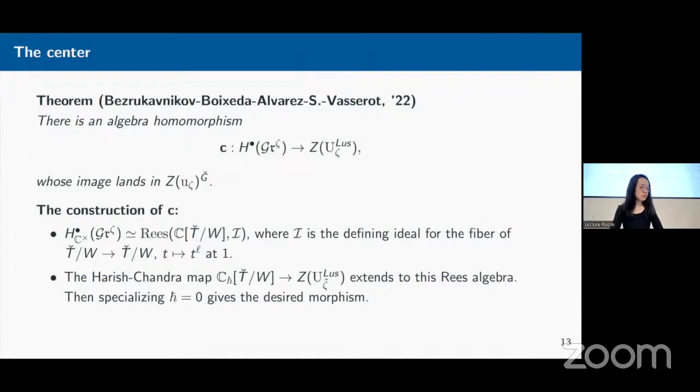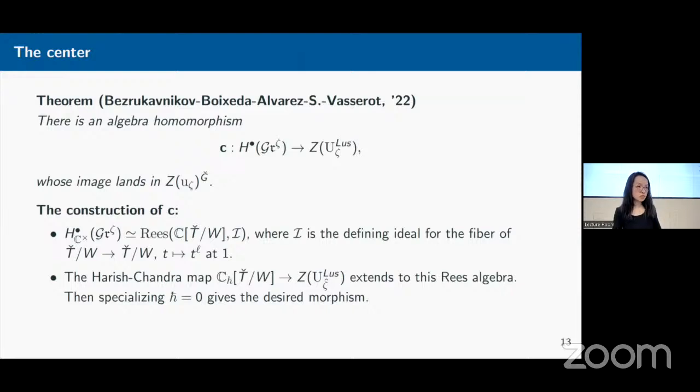Let me just say a word about the construction of this map. First, we use an algebraic description of the cohomology of this zeta fixed points in the affine Grassmannian as a Rees algebra for this ring, which is the functions on the dual torus quotient by W, with respect to the ideal defined as follows. I take the map from P check over W to itself, which just raises an element to its L power. And then I take the fiber of this map at 1, the scheme theoretic fiber. This is an affine scheme, so there's an affine ideal for it. And this is my I.